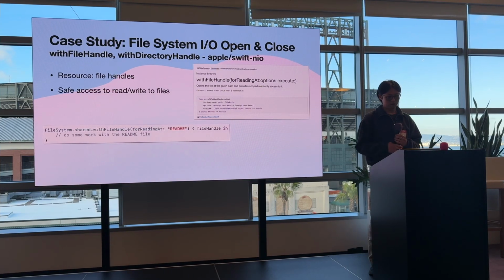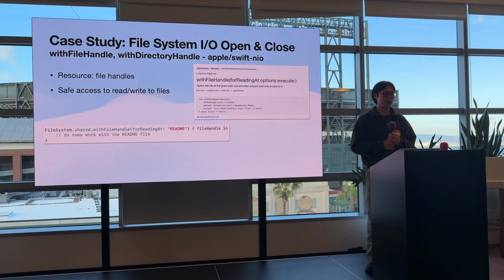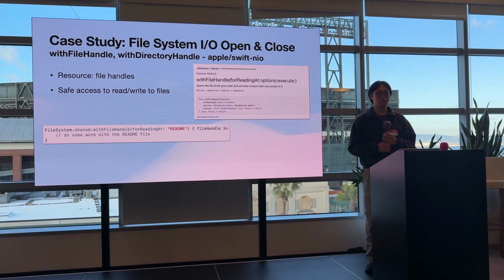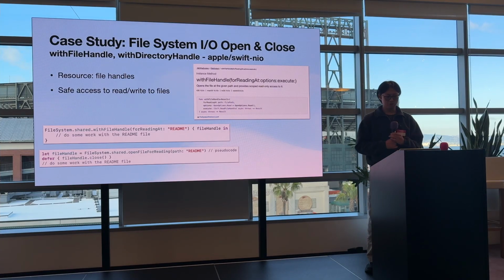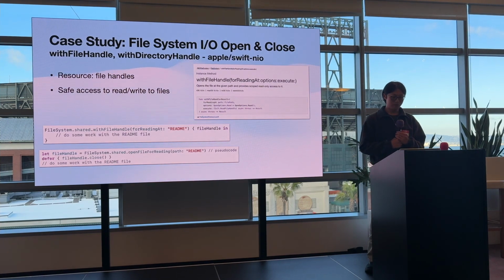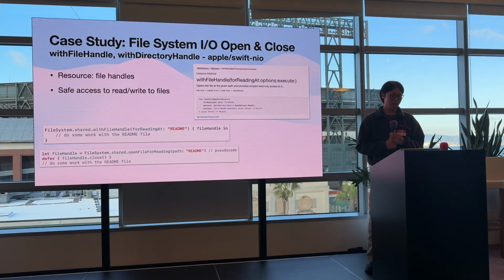And this is how you use it. You pass in the path of the file that you want to operate on, and you get a file handle in the closure. After you've done your work inside the closure, you don't need to remember closing the file yourself. This is pseudocode that tries to explain what it does under the hood. It opens a file for the mode that you want, which can be reading, writing, or both. Then it defers closing that file, and then you can do the work.